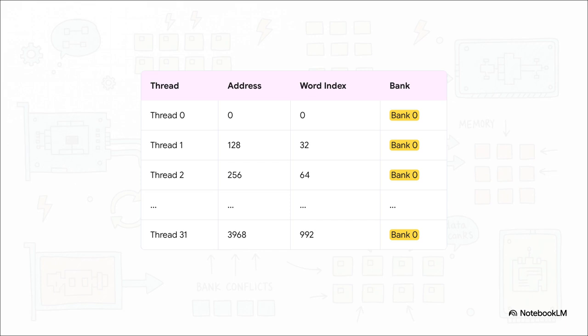Look at this. To get from one row to the next in that column, you have to jump forward 32 words in memory. So thread 0 hits word 0. That's bank 0. But then thread 1 hits word 32. And if you run the formula, yep, that's also bank 0. Thread 2 hits word 64. Also bank 0. Every single thread in the warp is trying to talk to bank 0 at the same time. The hardware just creates a single file line, and your parallel operation turns into a painfully slow serial one.